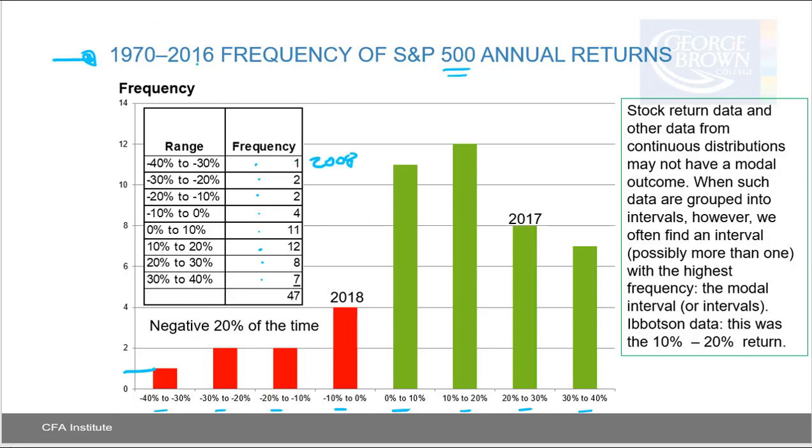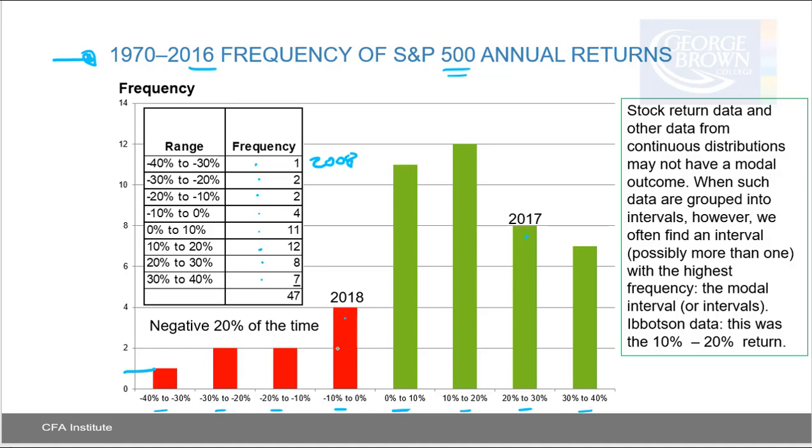That was 2008. Okay, so you can see that was 2008. And again, I did this chart in 2016, so I updated it. 2017 would be added to this bar, the 20 to 30% range, and 2018 would be added to this bar, the 0 to negative 10% range.